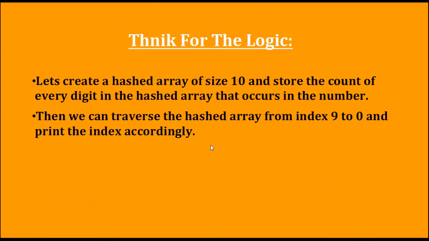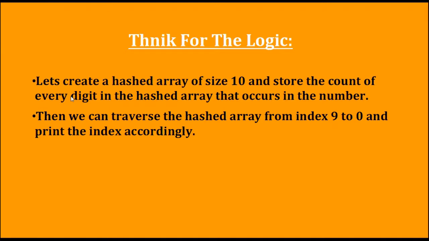We have gone with this approach: we will create a hashed array of size 10 and store the count of every digit that occurs in the number. Then we will traverse the hashed array from index 9 to 0 and print the index accordingly.